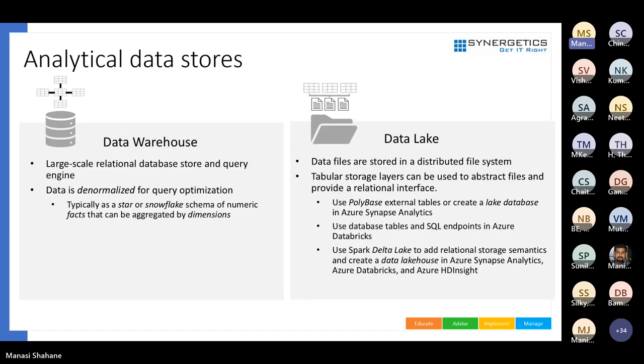Now coming to analytical data stores, like I said, we have two types: data warehouse and data lake. A data warehouse, I told you, is more like a relational database, where you can work not just with traditional data or SQL data, but also with transactional data. And on top of it, you can do reporting and analysis and write complex queries. If you want historical data, you can get it from a data warehouse, but you will not get it from a database.